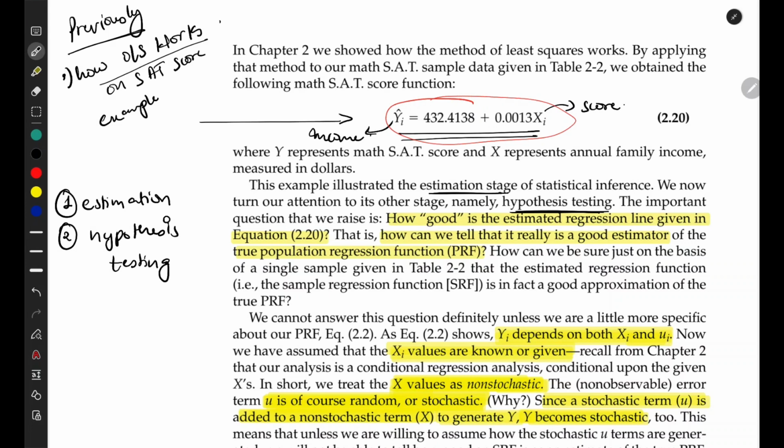We want to know how well it fits our population regression function, and how good an estimator our sample regression function estimation is. How good is the estimation of the sample regression function relative to the population regression function, that is, how much it represents the actual population from the sample that we had.